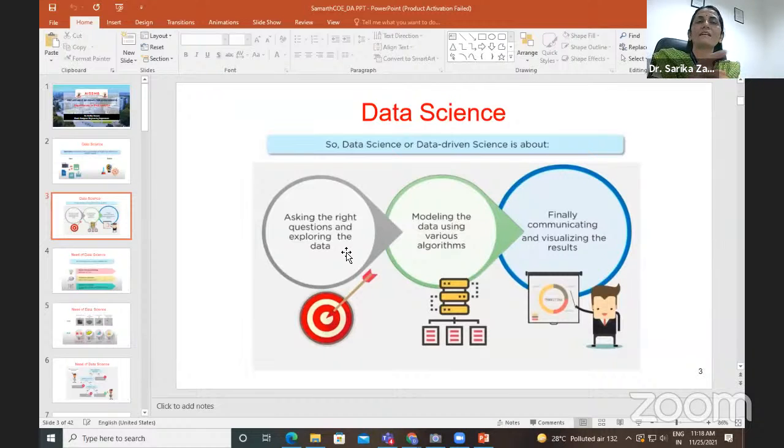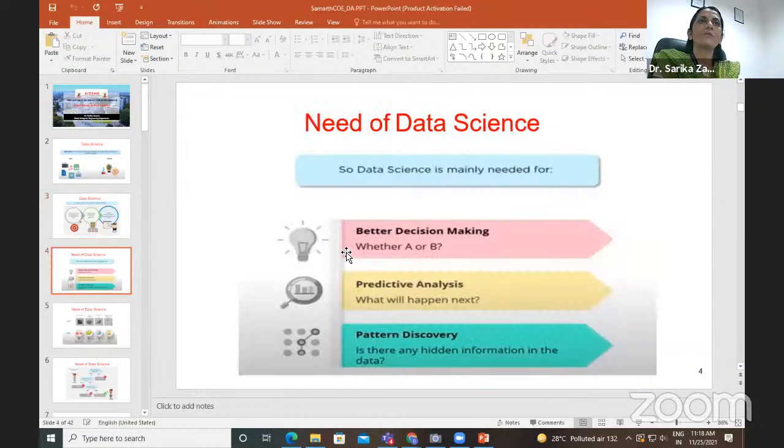Okay. The next part is modeling and finally communicating and visualizing the results. So one by one we will come to each and every point. So again, what is the need of data science? Why do we need it? Better decision making, prediction, and pattern discovery.